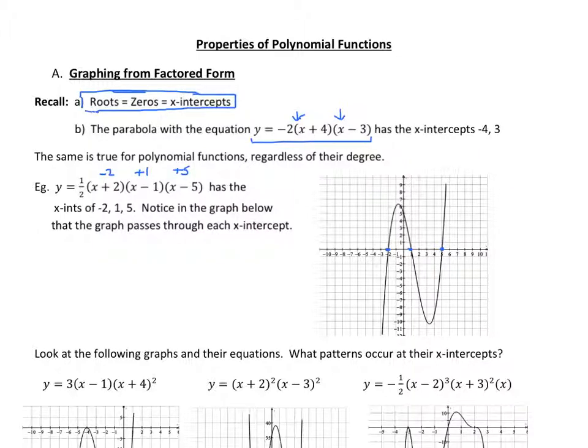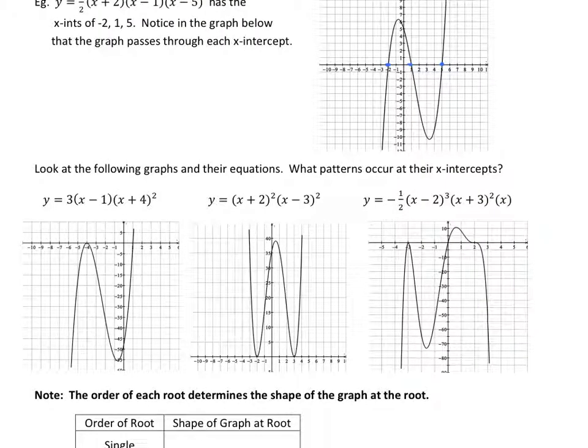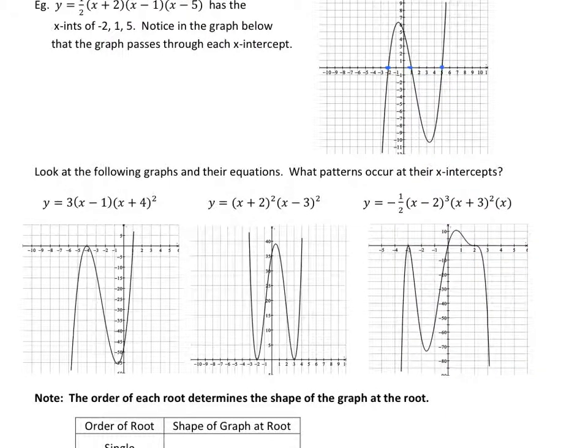Next, we want to look at the behavior of different polynomial functions at each intercept, because that's going to allow us to be able to graph a polynomial function from its equation. We notice that when we're talking about polynomial functions, these graphs don't always behave the same way at their intercepts.